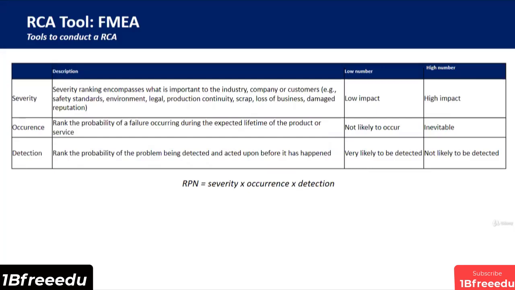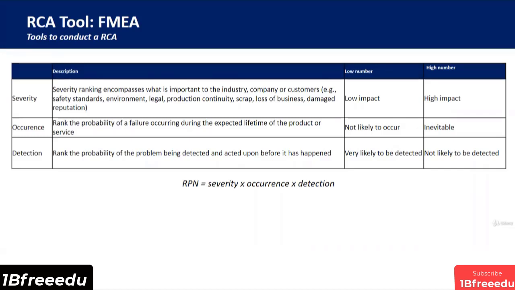So when we've identified what we've identified, and we go back to the FMEA, if we're looking at severity, how severe is this problem? How severe is this issue in hand? If we're looking at occurrence, we then need to rank the probability of a failure occurring during the lifetime of a product. So how likely is it that this particular issue or error or failure is going to occur? And then detection. What is the probability of that problem being detected and being acted upon before it's happened? So if we have a low number, it's very likely to be detected. If you have a high number, it's not likely to be detected at all.